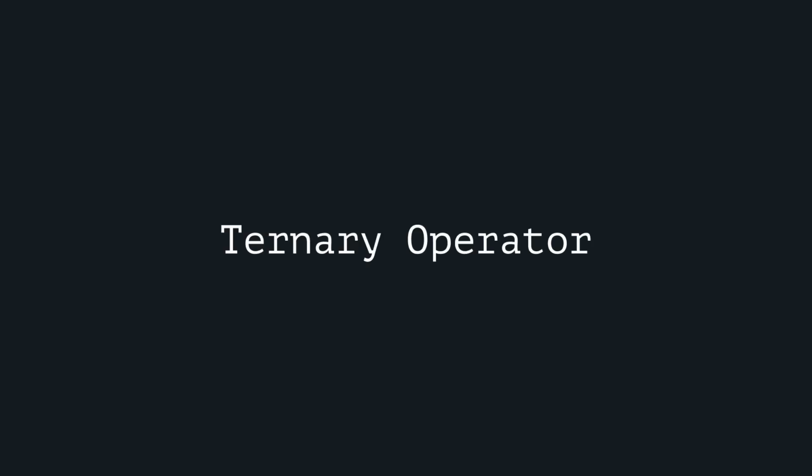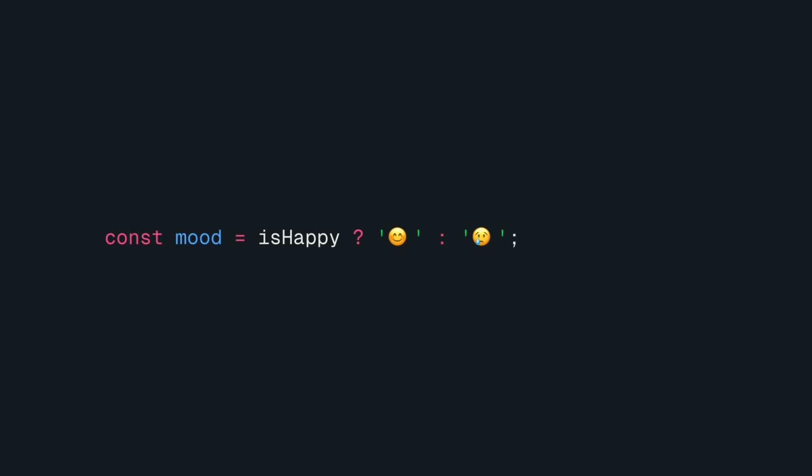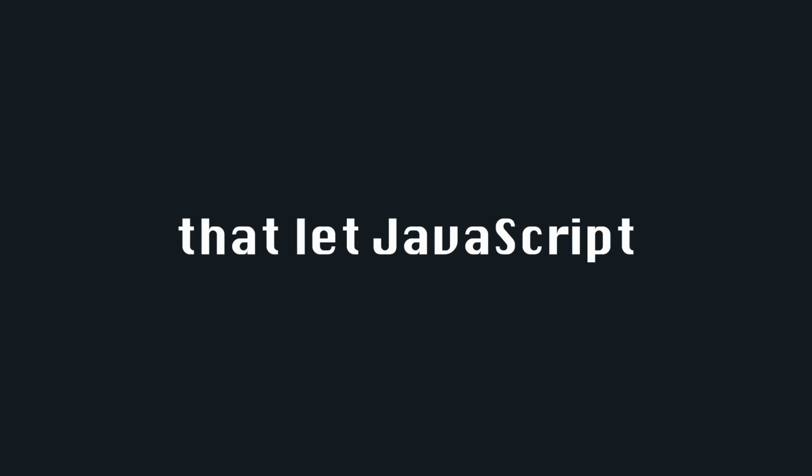Instead of writing an if-else, use the ternary operator to assign values based on a condition. If isHappy is true, you get a smile. If it's false, you get a frown. One line, same logic. We covered a lot: arithmetic, assignment, comparison, logic, spread and rest, type checking, ternary. These are tools that let JavaScript make decisions, do math, and manipulate data. Practice each category with small examples. The more you use them, the more intuitive they'll feel.